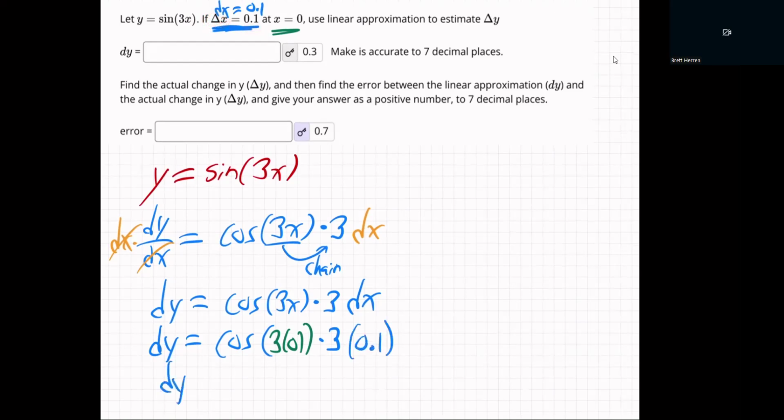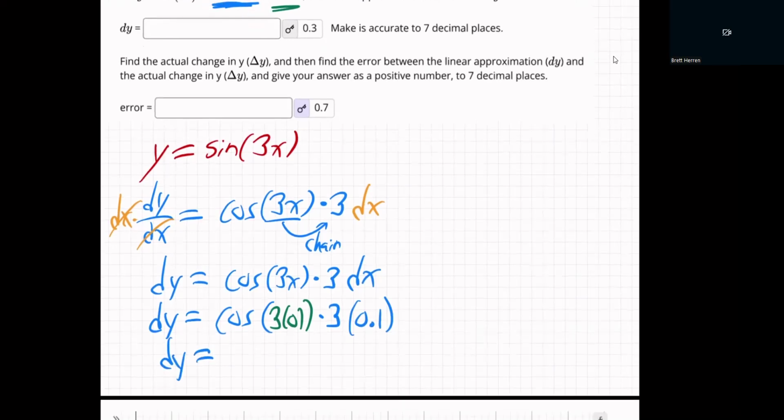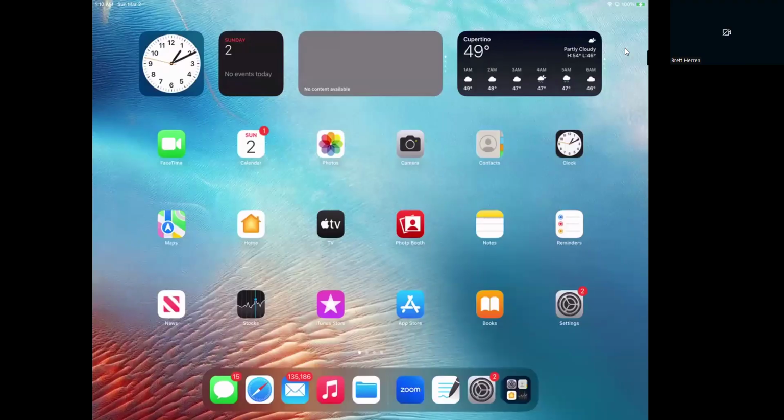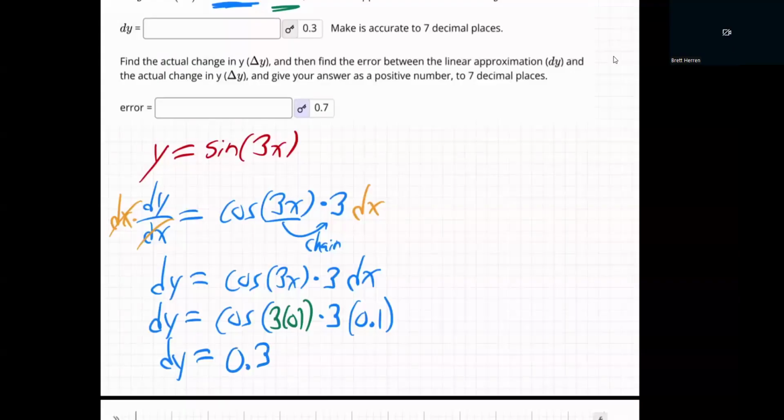So there we go. dy will equal, let's go to Desmos and hit the buttons. Cosine of 0 times 3 times 0.1. So cosine of 0, 3 times 0.1 becomes 0.3. All right. Because this inside was just 0, that's why I did that. And sure enough, there's our first answer, 0.3. That's dy.